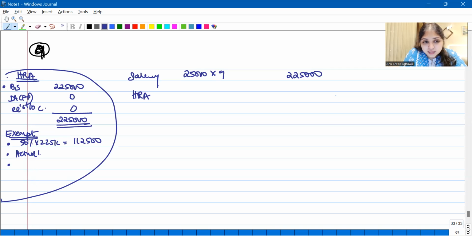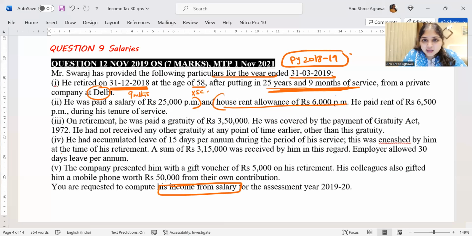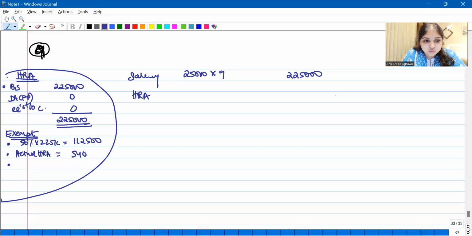What's the second thing? Second thing is actual HRA. How much HRA did we actually receive? Tell me. Actually, we have received 6,000 per month. 6,000 into 9 months, guys. Don't forget, only 9 months. That's going to be 54,000.